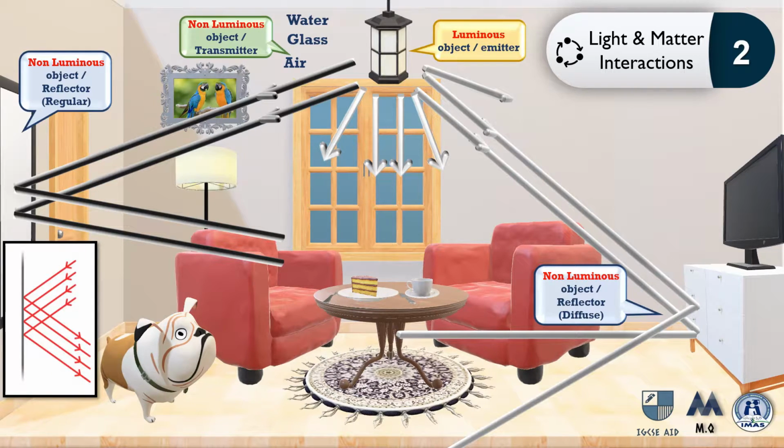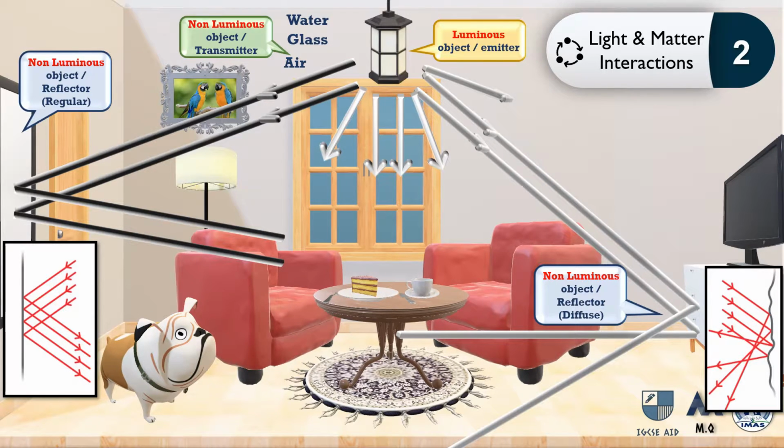In regular reflection, light hits the mirror and then reflects in the same pattern, but in diffuse reflection, because the surface is not as smooth as a mirror, light bounces in random directions. Therefore, no image is formed. Diffuse reflection happens from most materials.